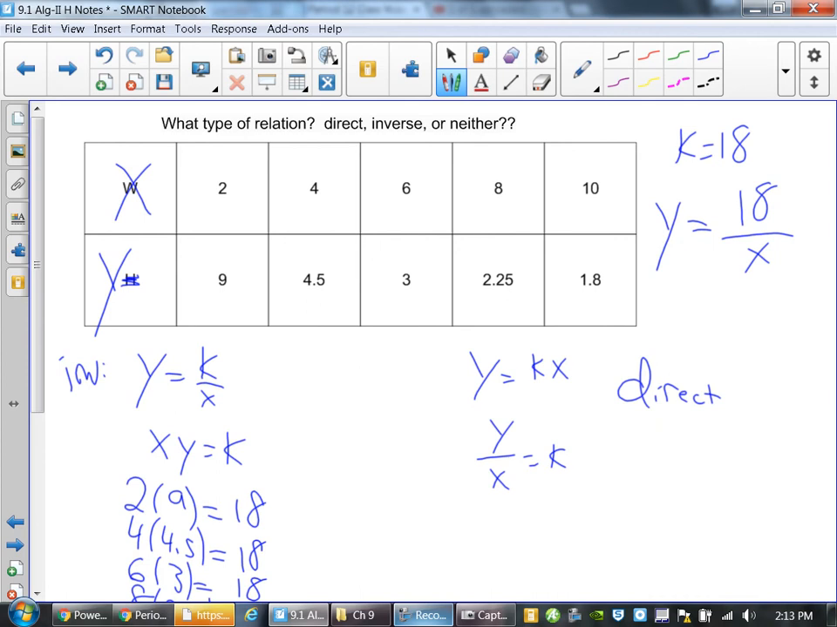You don't look like you believe me yet. That's weird how direct, when you solve for a certain variable, looks like inverse. Because they're inverses of one another. Convenient, isn't it?